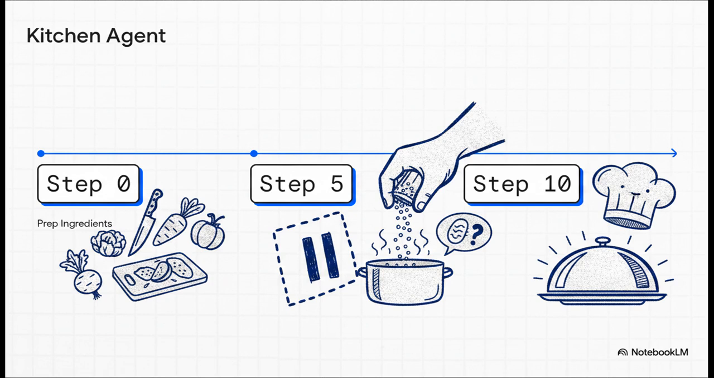But what if at step 5 it decides it wants to add a massive handful of salt? You don't want it to just proceed automatically. You want a pause button. You want the workflow to freeze right before the seasoning goes in so a human can taste it, verify it, maybe adjust it, and then give the green light to continue.